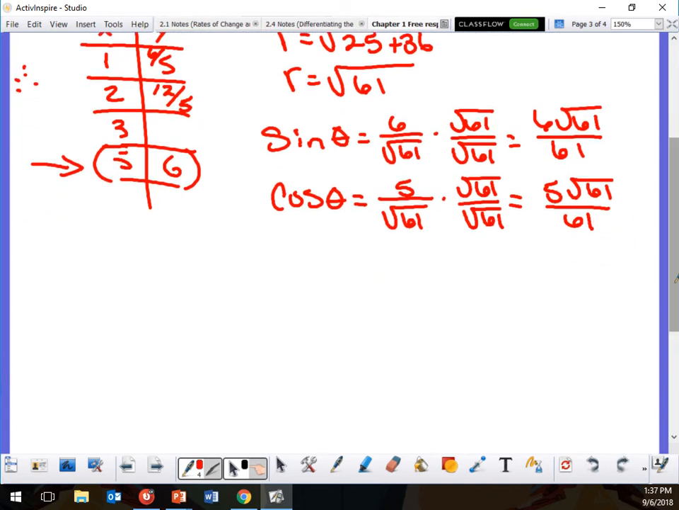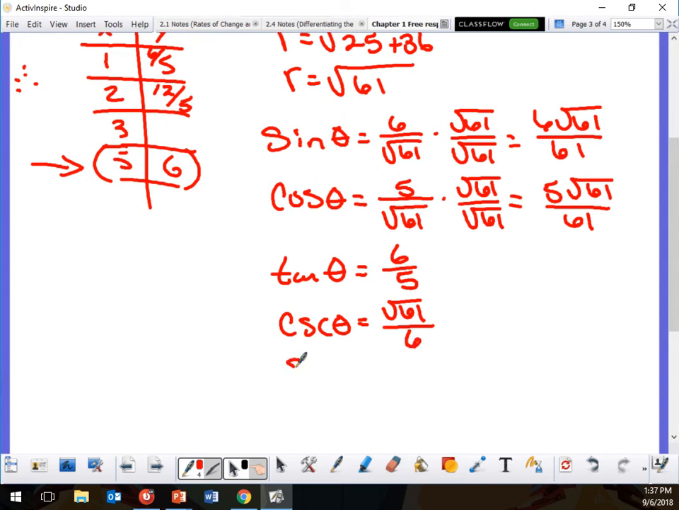Okay. So what comes after sine, cosine? Tangent. So tangent's what? Y over x. So it's going to be 6 over 5. That one's okay then, right? Next one is going to be cosecant. R over y. So my r is rad 61 over 6. Do I have to rationalize? No.